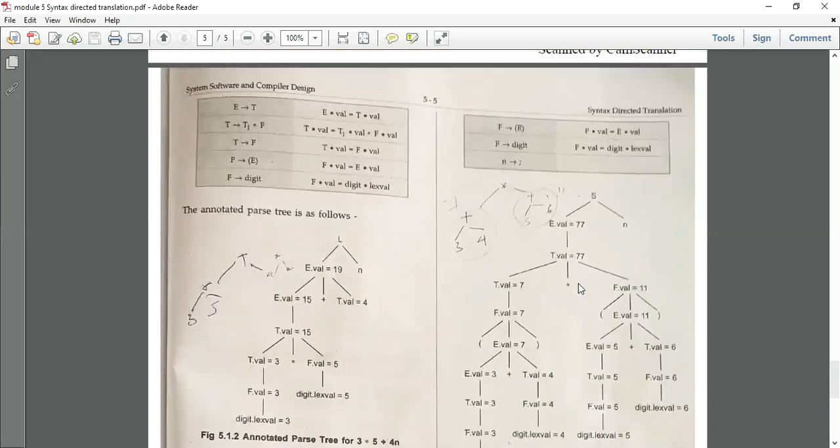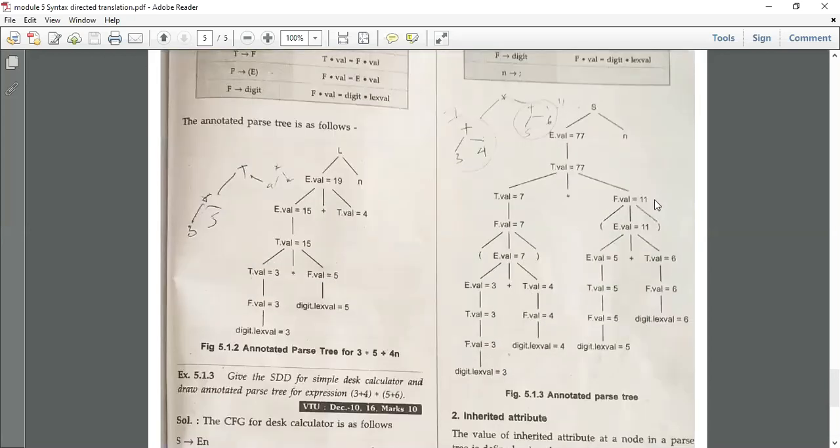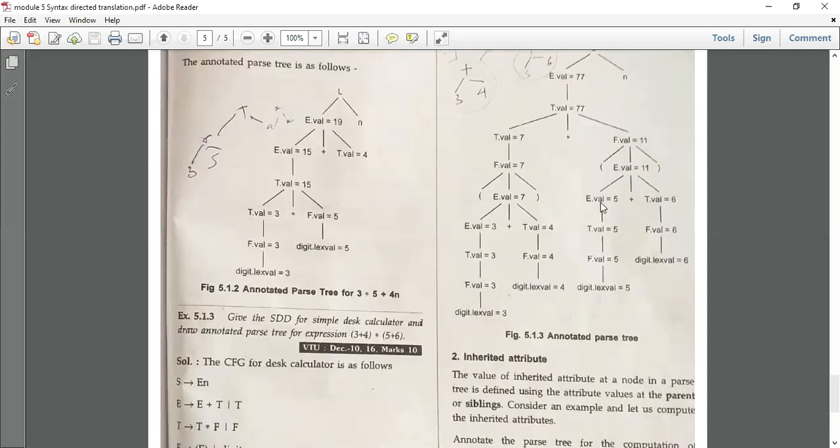Come to this last annotated parse tree. It is calculated by drawing the annotated parse tree from the bottom. S tends to E n. How do we go bottom-up? You need to draw the parse tree your own way for your own sake: 3 plus 4, and then 5 star 5 plus 6. You draw 2 different plus symbols, each consisting of 2 nodes, and multiply with the particular one. Here the same thing is written.